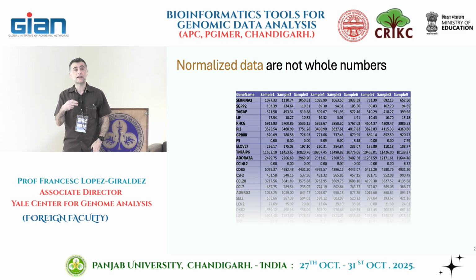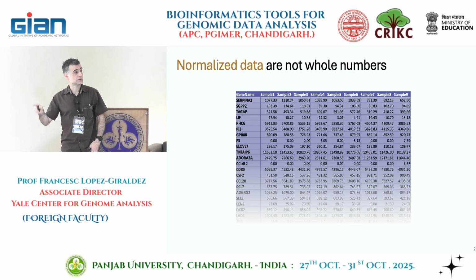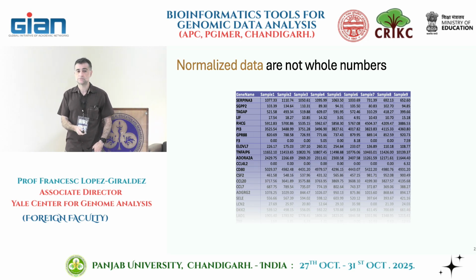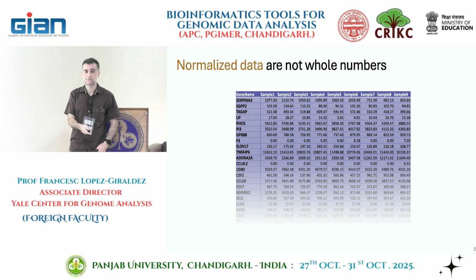So if sometimes you get data from a collaborator and you see that the count metrics have decimal places, it's been normalized. You shouldn't use it with DESeq2. DESeq2 takes the raw counts, not the normalized counts. Or if you download something from a database, you should download the raw count data and not the normalized count data.